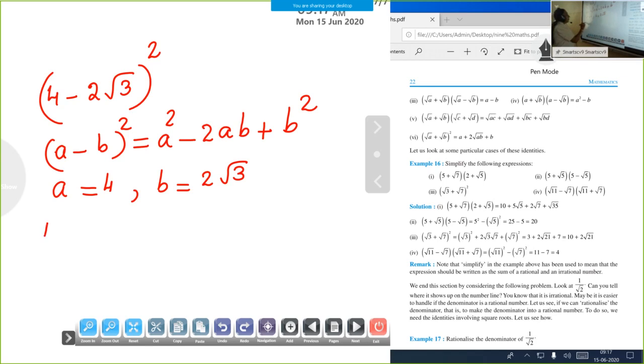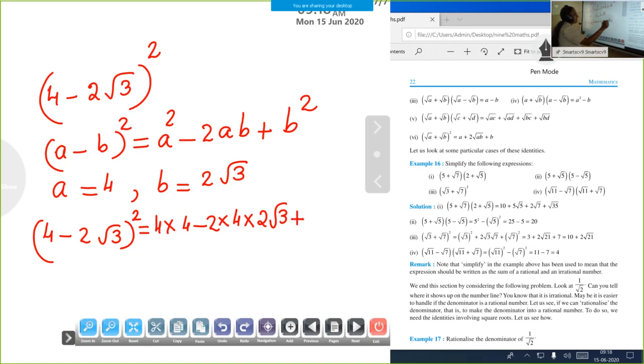Then (4 − 2√3)² equals a², multiply 4 into 4, minus 2ab: 2 into, what is the value of a, 4, into the value of b, which is 2√3, plus b². b² means 2√3 into 2√3.